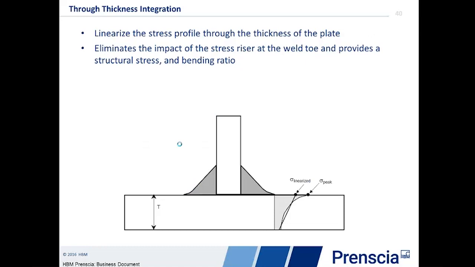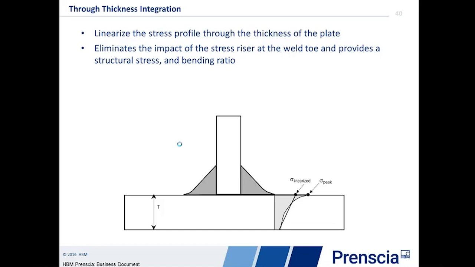Here, the structural stress approach we're going to use is called through thickness integration. We're going to calculate, through a location where we say the crack is going to grow, the actual stress calculated by the finite element model. And then through that stress profile, we're going to linearize it. The idea of the linearization is, one, to give me a stress at a critical location that would be the stress there if the weld toe stress concentration wasn't present.